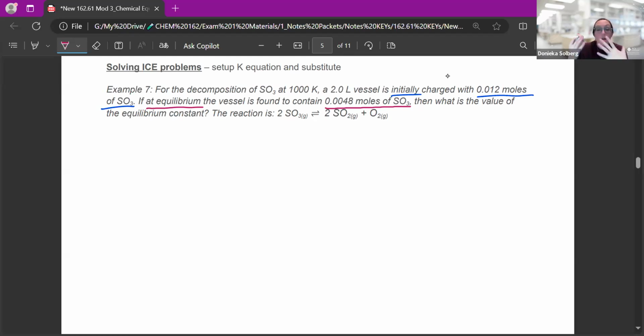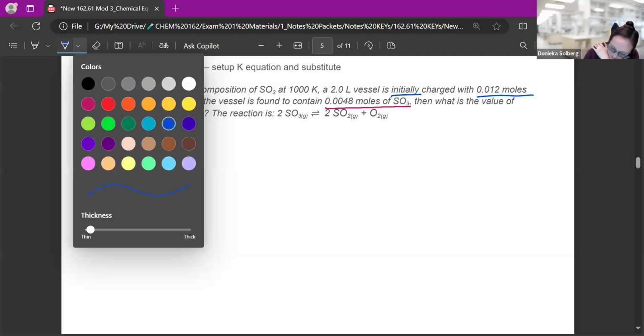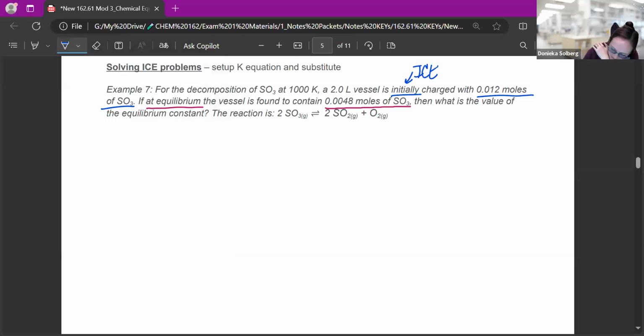Well, first of all, I know I need to make an ICE table, not only because I don't have all the equilibrium concentrations. If I had all 3 of these, I could just plug them in and find the equilibrium constant. I don't. I have the value of SO3 and that's it, so I can't plug it in. Also, anytime you've got some initial information, you're probably going to need to make an ICE table. So this tells me I need an ICE table, and I'm going to go ahead and set it up. I've got my equation here. I'm going to rewrite it so I can spread stuff out a little bit. I've got 2 SO3 makes 2 SO2 and O2.